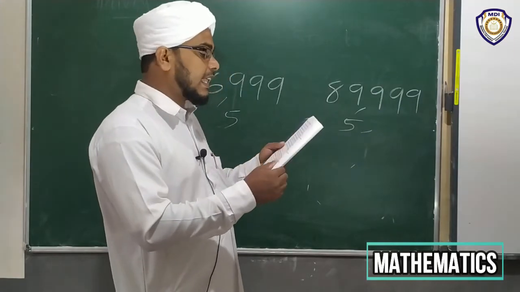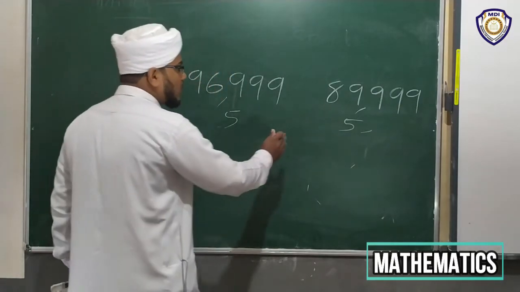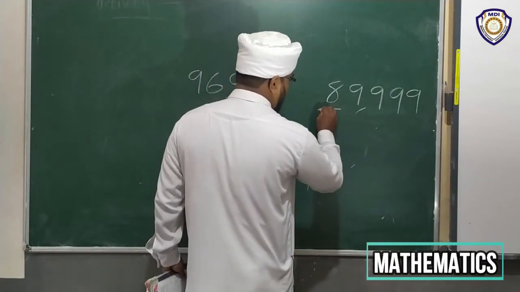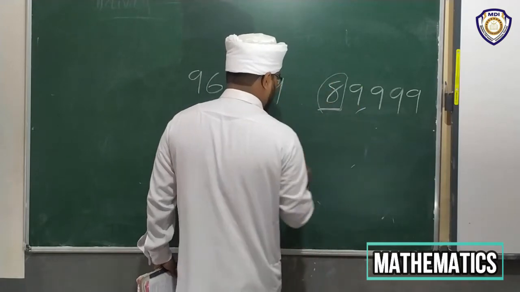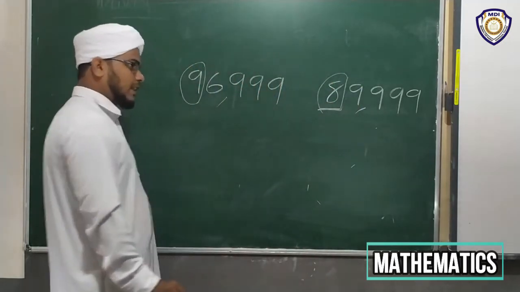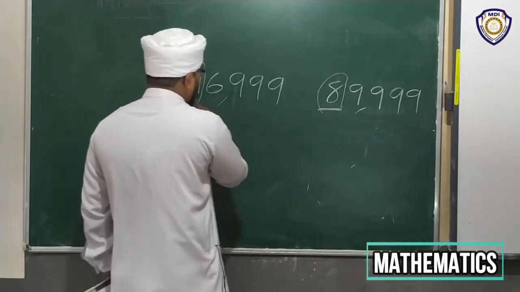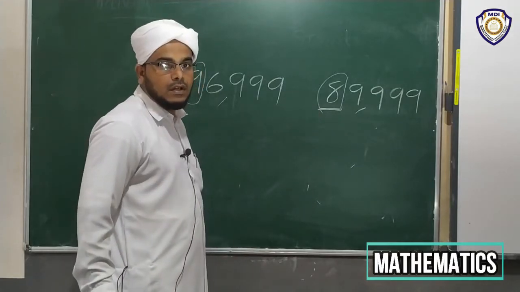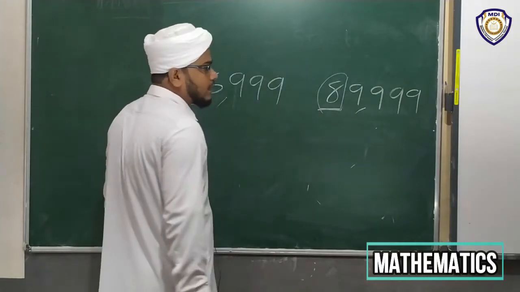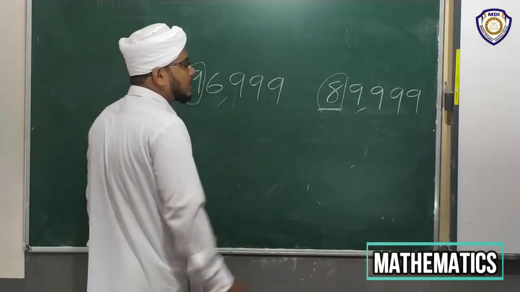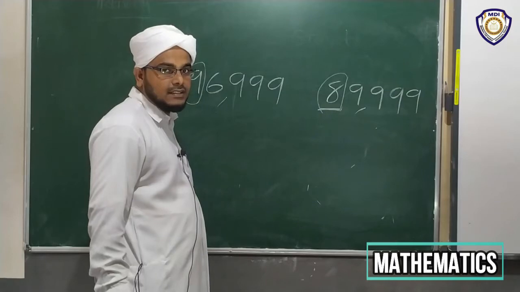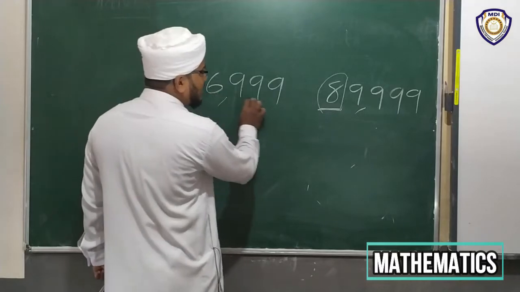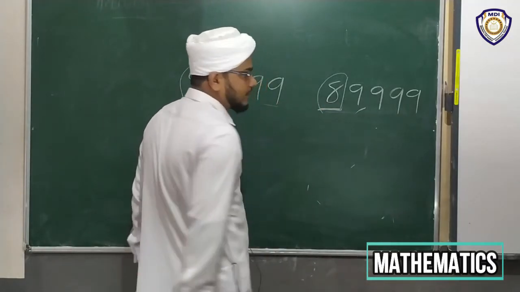Compare the digits in the leftmost place. Which is the leftmost place here? This is the leftmost place: this 8 and this 9. We compare these two digits. Which is bigger, 9 or 8? Yes, 9 is larger. So this is the larger number.